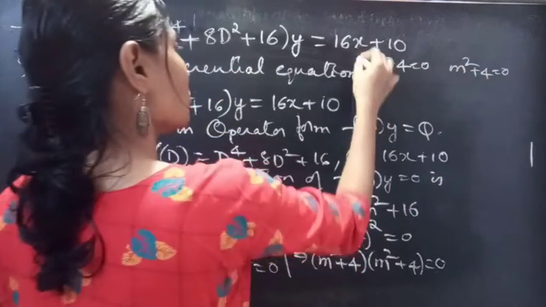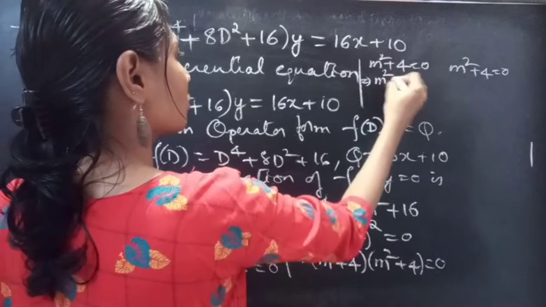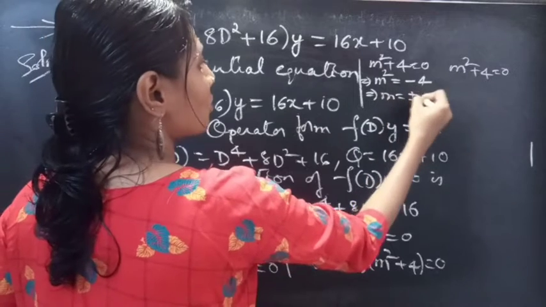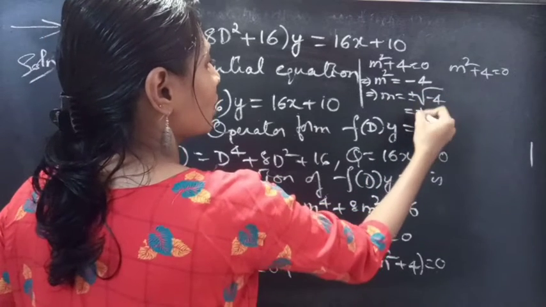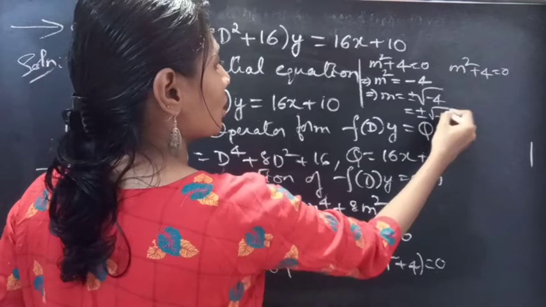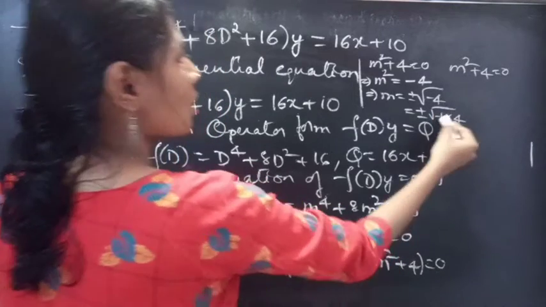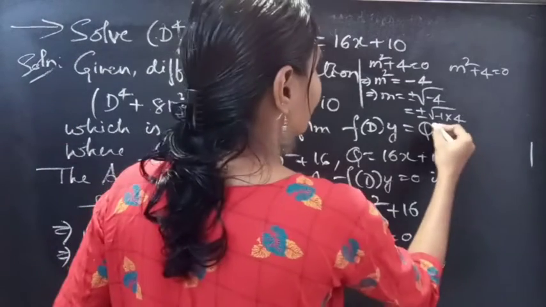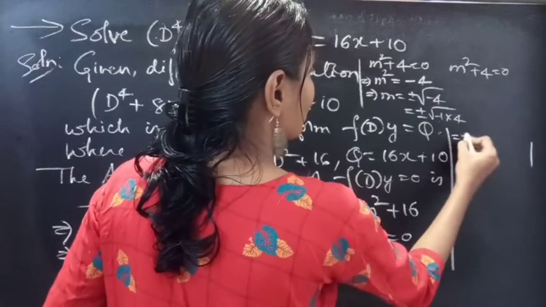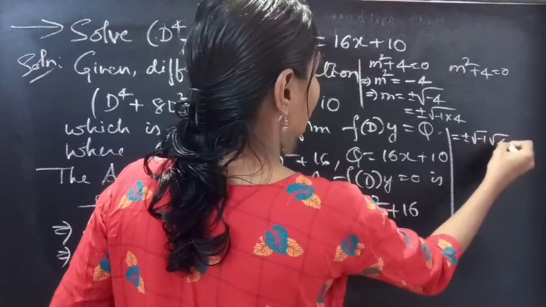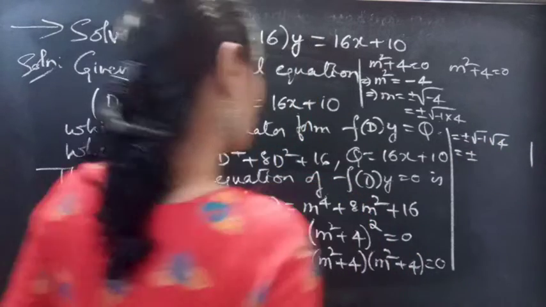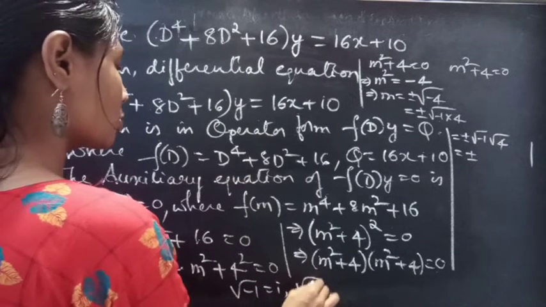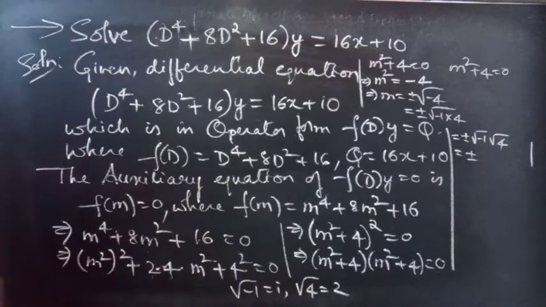We know that when m square plus 4 is 0, we can write it as m square equals to minus 4, then m equals to plus or minus square root of minus 4. And we can write this minus 4 as minus 1 into 4. Now we can split square root of minus 1 into 4 as plus or minus square root of minus 1 into square root of 4. We know that square root of minus 1 is i and square root of 4 is 2, right?